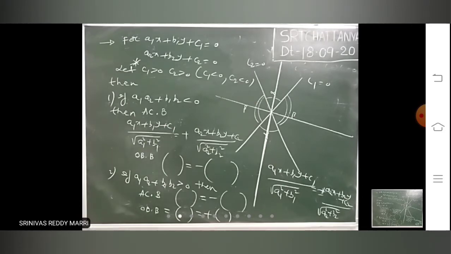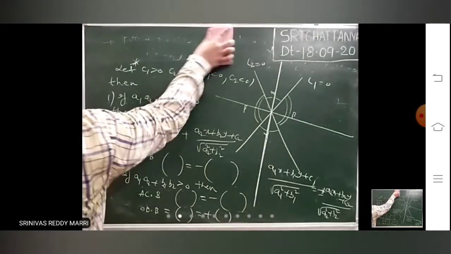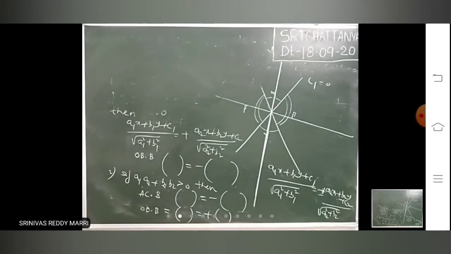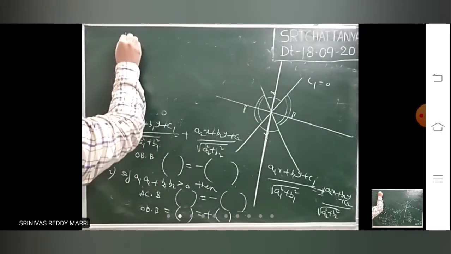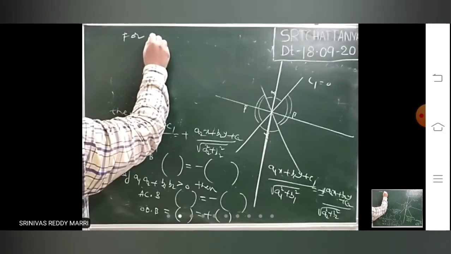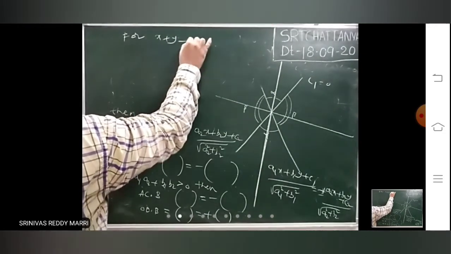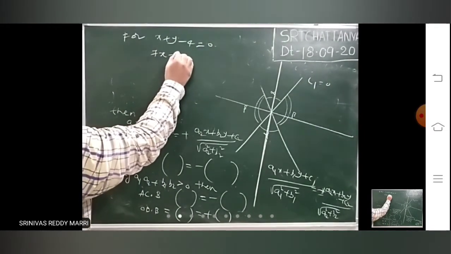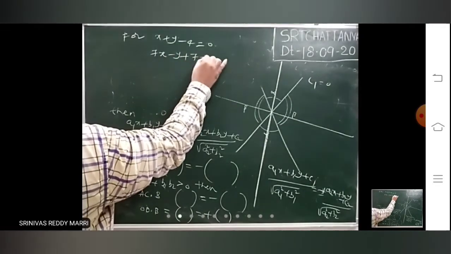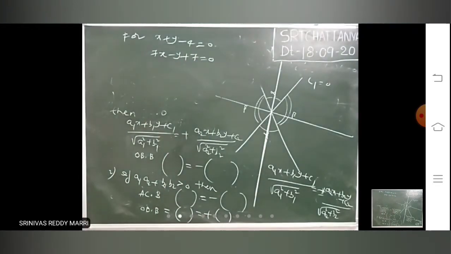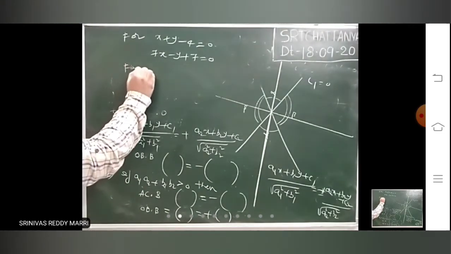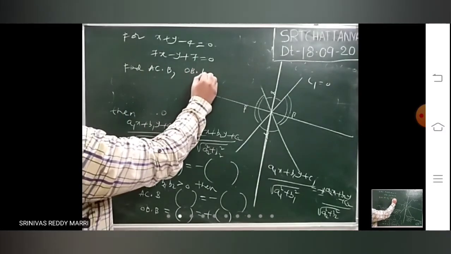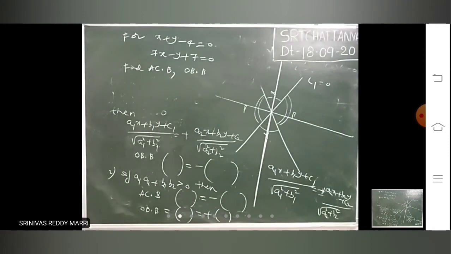Let us take an example. For lines x plus y minus 4 equal to 0 and 7x minus y plus 7 equal to 0, he has given like this. Find the acute angle bisector and the obtuse angle bisector.